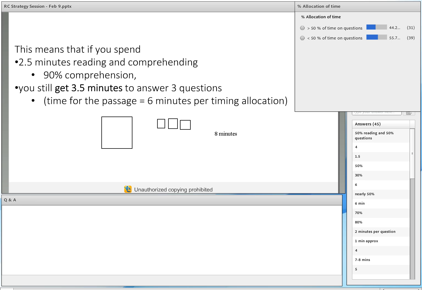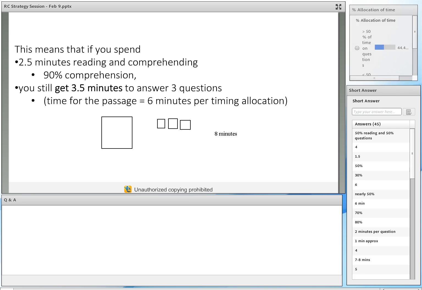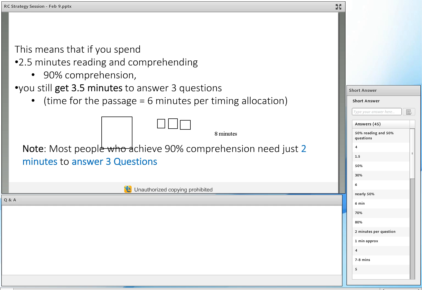So I want you guys to change that approach. You need to be spending only 30% of your total time on questions. Only 30% of your total time should be spent on questions. The remaining 70% should be spent on reading the passage. That's the timing shift that I want you guys to apply. Because if you spend more time on the passage, you automatically ensure that you don't have to spend time rereading the questions.